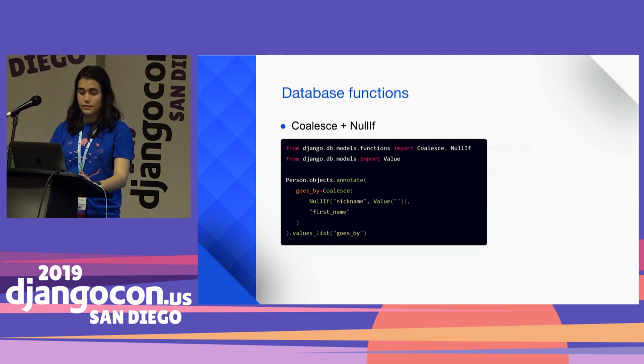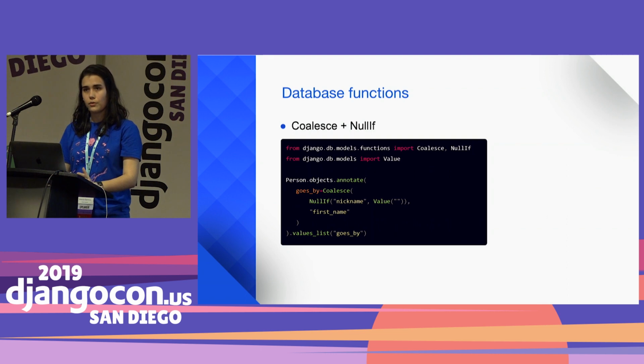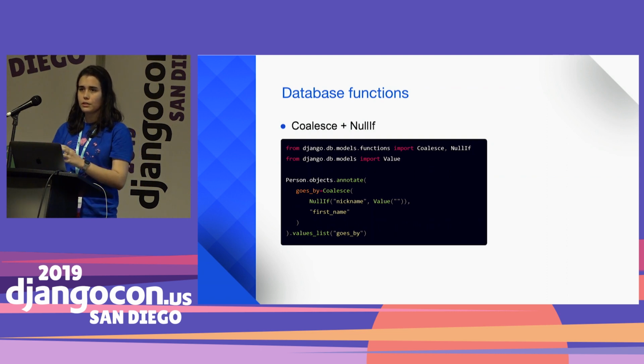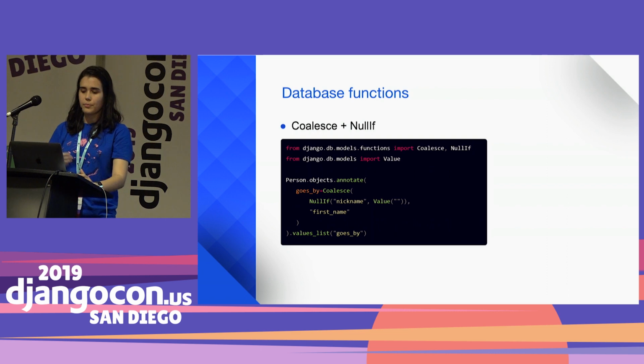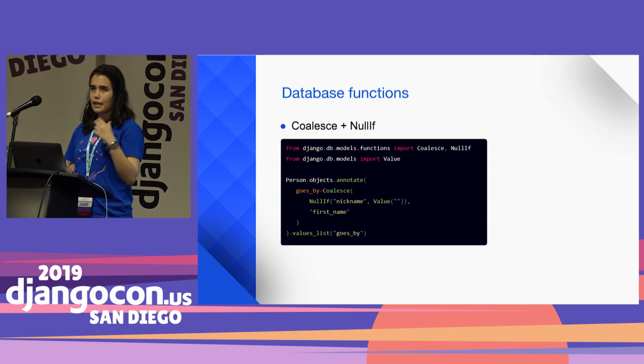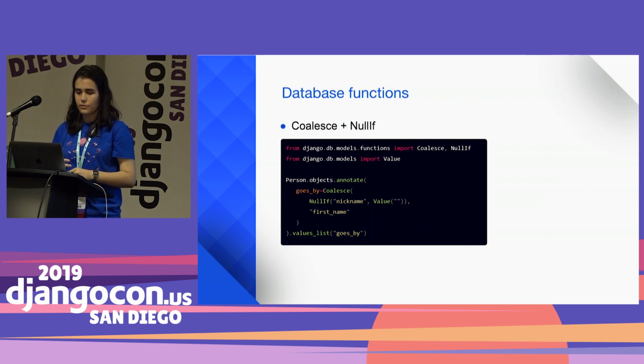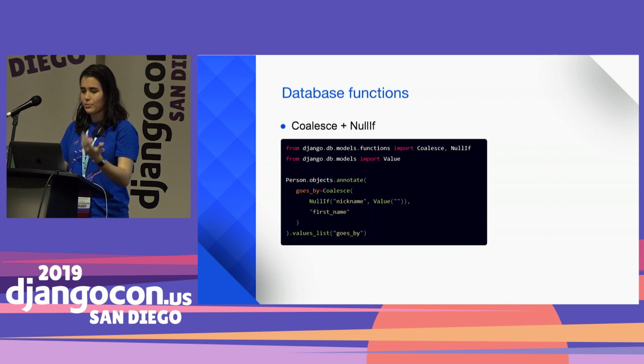And a solution to that is using another database function called NullIf, added in Django 2.2, which accepts two expressions and returns null if they are equal. So in our case, we compare our field nickname with an empty string value. And again, I had to use the Value function, because if I hadn't, Django would look for a field called empty string. And that's going to work.